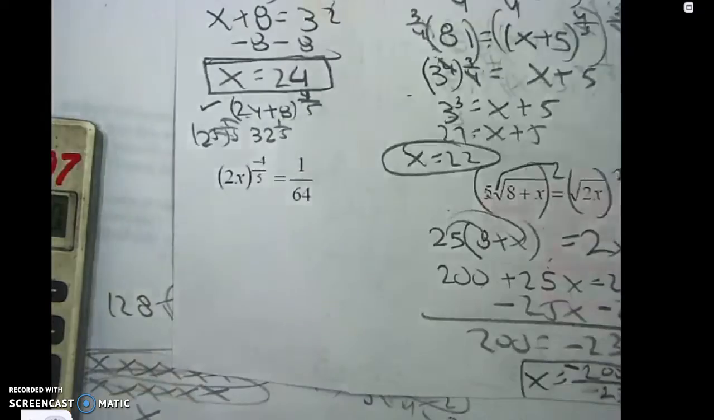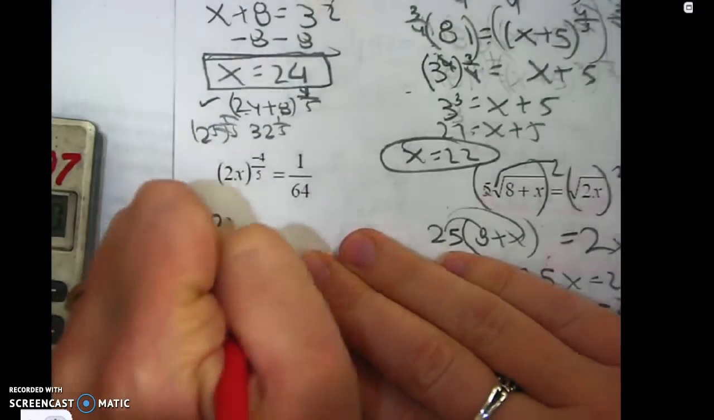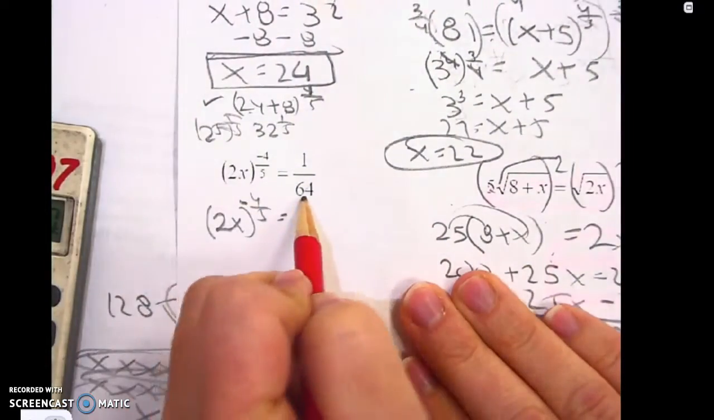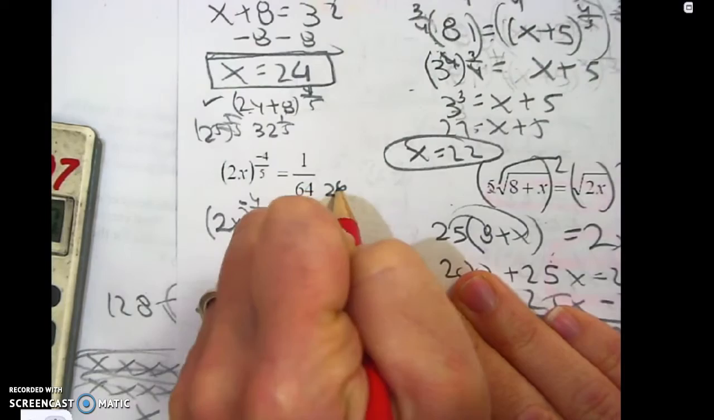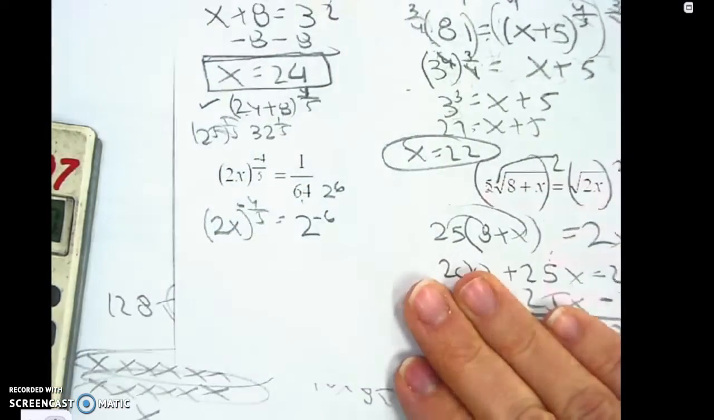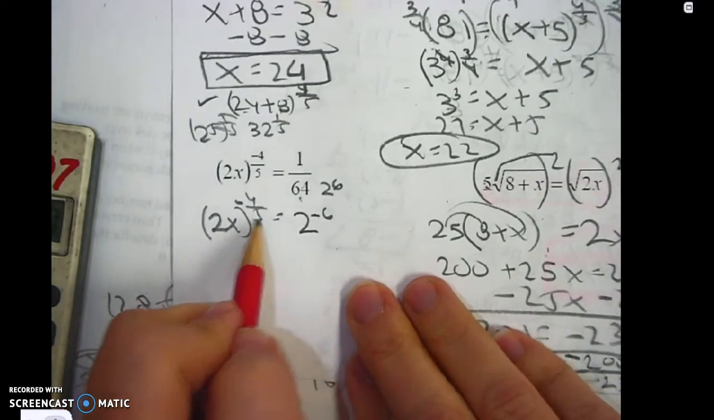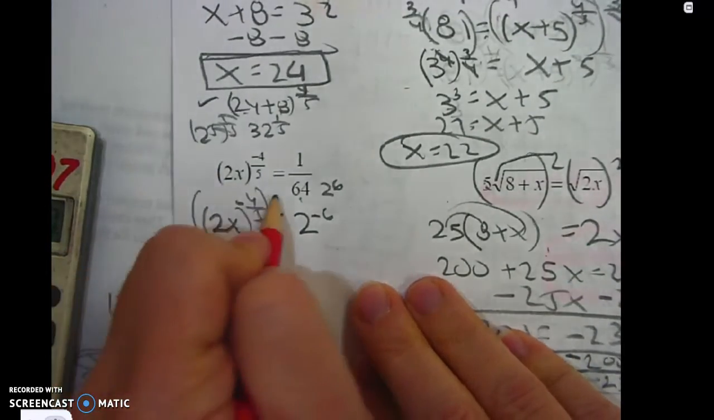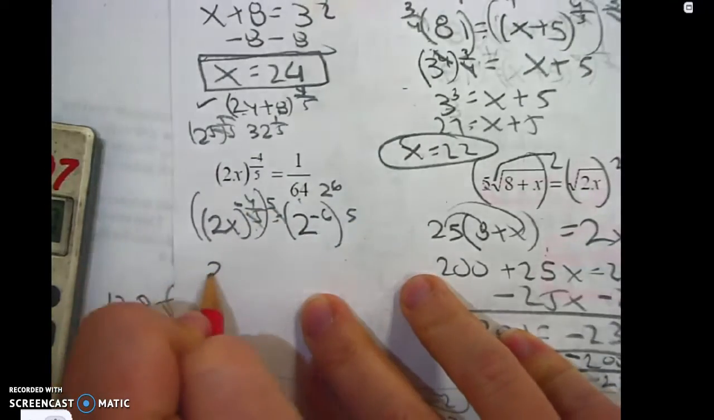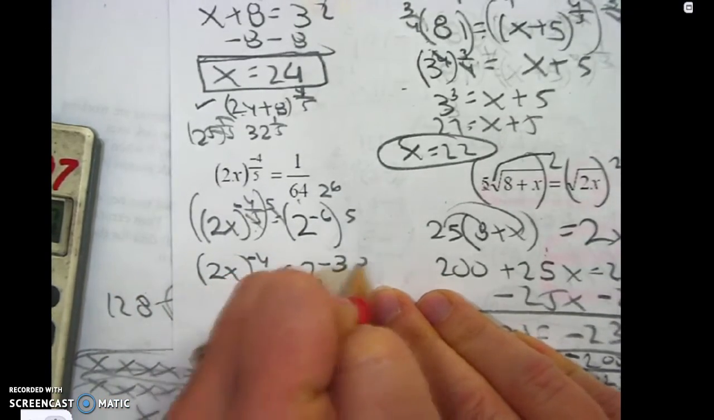Okay, this one's the biggest workout, and we're going to go to the minute on this one. So this is 2x to the -4/5, and I'm actually going to rewrite this. 64 is 2 to the 6th, but it's at the bottom, so I'm going to move it to the top. Okay? Now, my issue first is this fraction. So I'm going to multiply both sides by 5. By doing that, we get 2x to the -4 equals 2 to the -30.